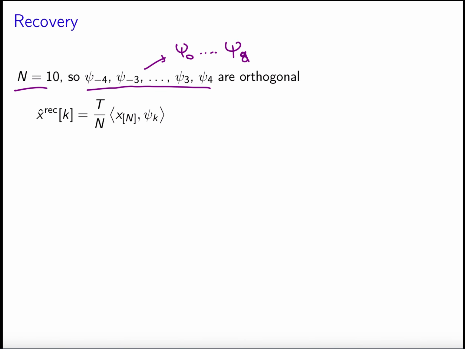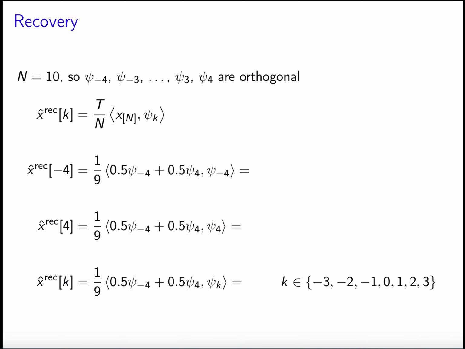So to recover, we take inner products with the corresponding discrete sinusoids. And we're going to do this for the entries that we're interested in, which are between minus 4 and 4, because we're assuming a cutoff frequency of 4. Remember, the samples have this form. When we take an inner product with psi minus 4, these guys are orthogonal. Again, we have shown that. So we're going to end up with the inner product between this and this.